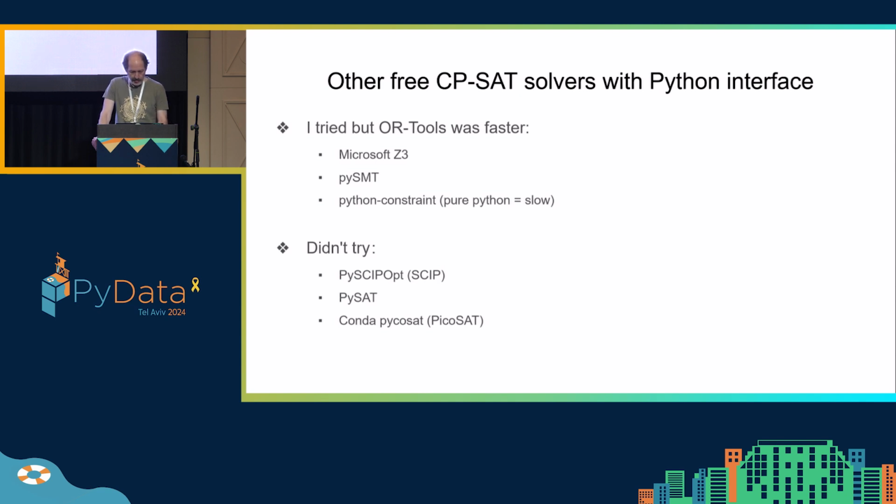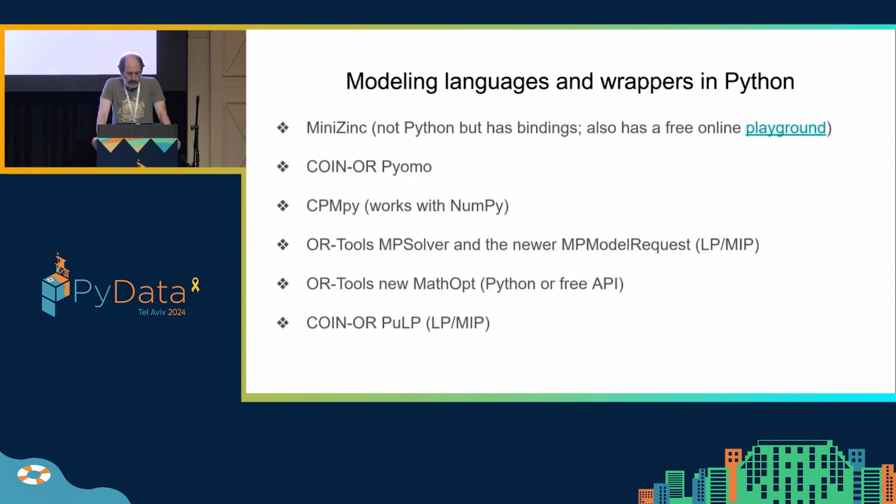If you're interested, more generally, there are modeling languages and wrappers in Python. MiniZinc is the one used. It's not Python, but it has bindings. It's the one used in the MiniZinc challenge. It also has an online playground. And other interesting options: Pyomo is like the rising star, and CPMpy allows you to work with NumPy arrays.